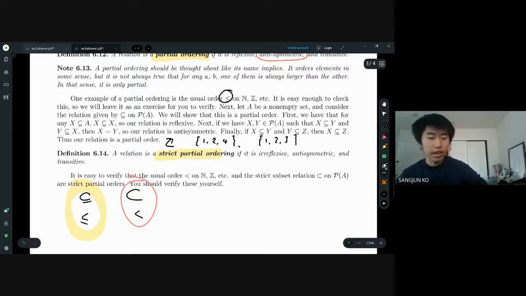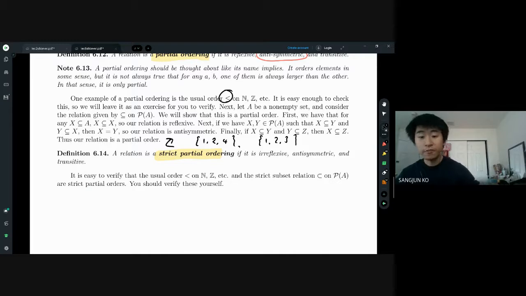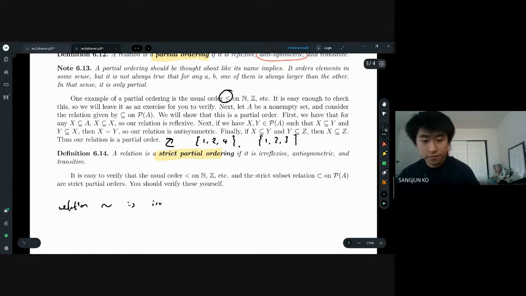It turns out I didn't write down irreflexive in the notes, so I'm going to write down what irreflexive means. A relation is irreflexive if, well, you can probably guess, for all x in A, let me say on A, x is not related to x. Okay?